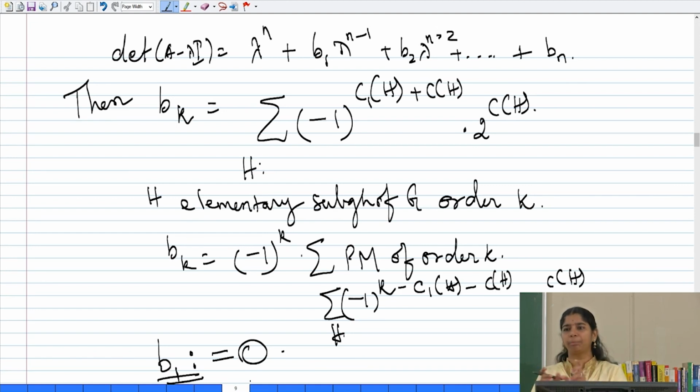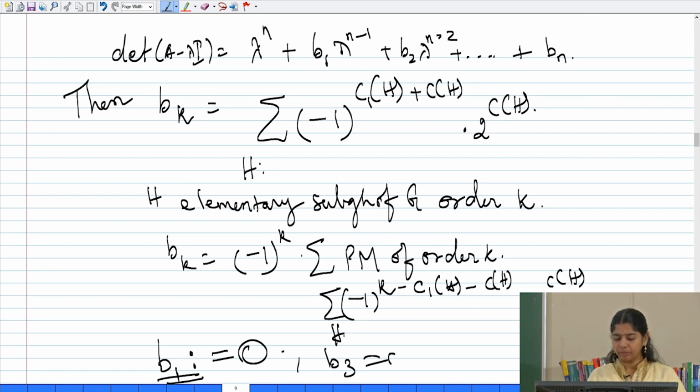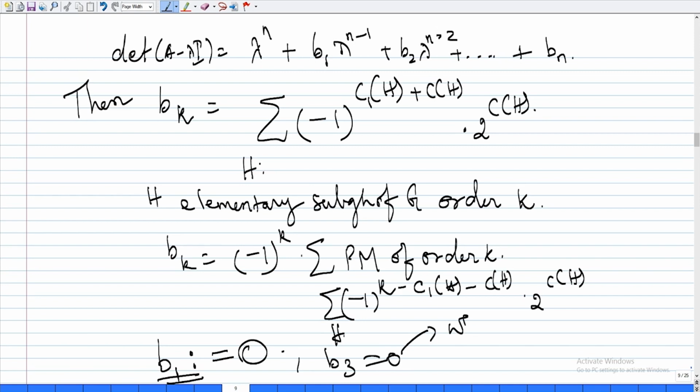I cannot have an edge, a path, nothing else, right? So when will b3 vanish? When there are no triangles, right? So extending this, I can see that b3 vanishes when there is no triangle in our graph, because we are looking at all possible 3 vertex subgraphs, right? So in that there is no triangle.